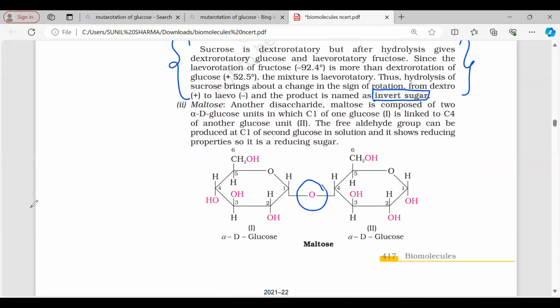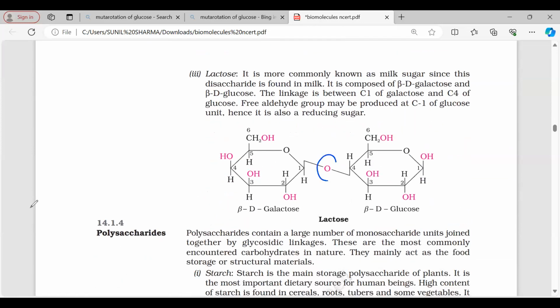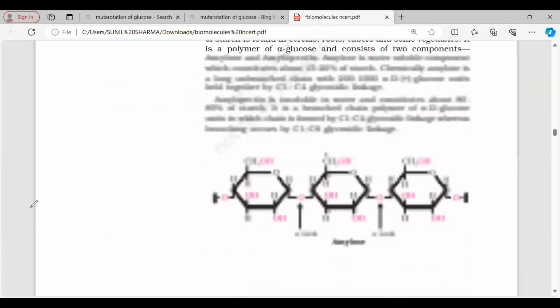But what is it? The one I have encircled, what is that? Glycosidic linkage. That's it. This glycosidic linkage is joining two monosaccharides, which both are glucose. So this is maltose. Then you have lactose. So this is your glycosidic linkage, and it is joining one galactose molecule with one glucose molecule. So this is what we have done so far.